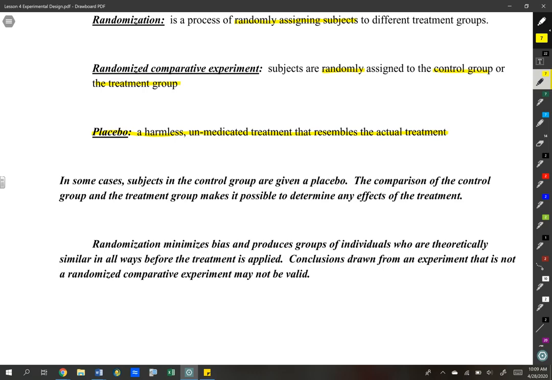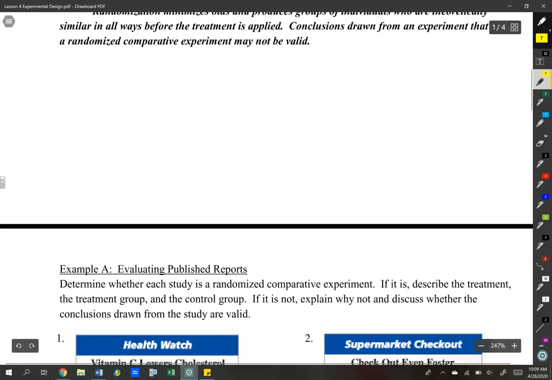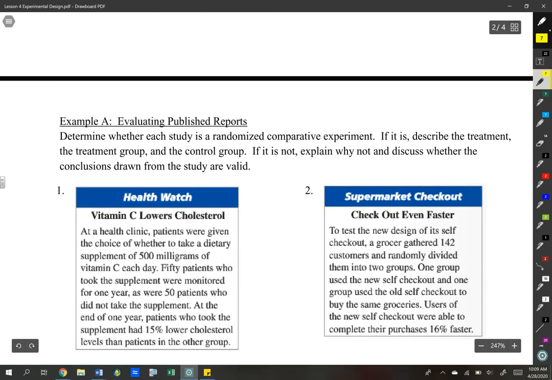All right, let's take a look at some examples. It says, determine whether each study is a randomized comparative experiment. If it is, describe the treatment, the treatment group, and the control group. If it's not, explain why not, and discuss whether the conclusions drawn from the study are valid.